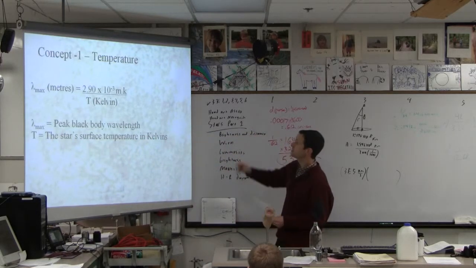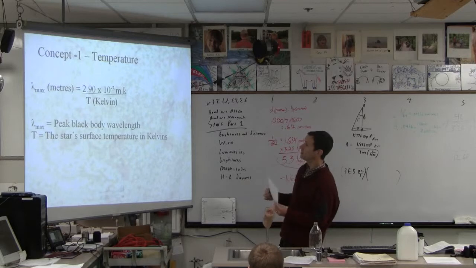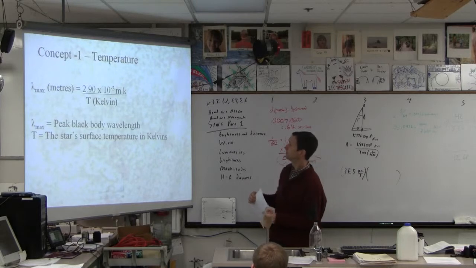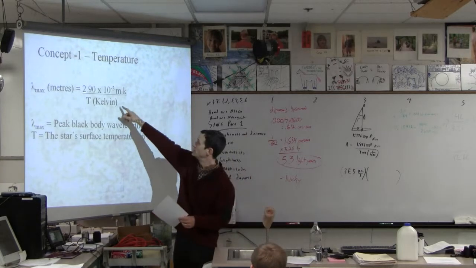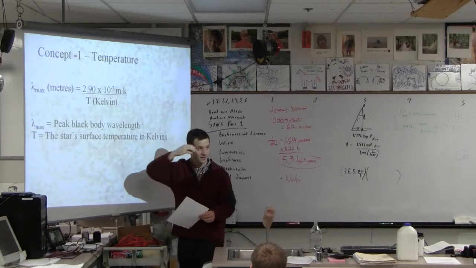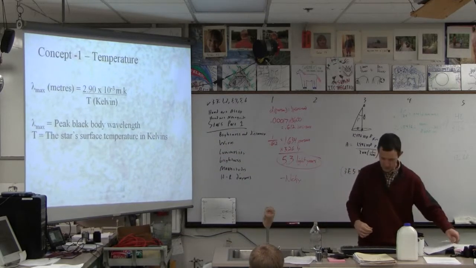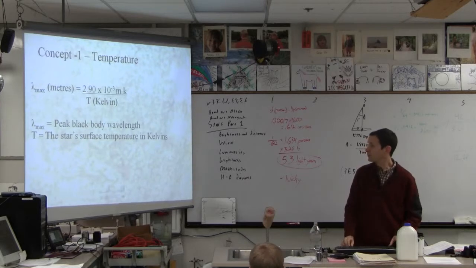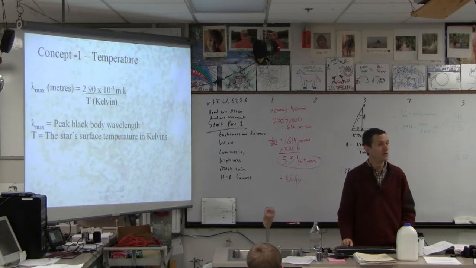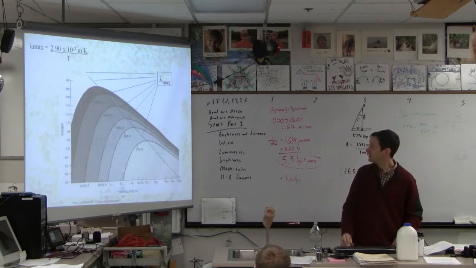So this is how the formula is given in your data packet. They give you lambda max, and then they tell you that it's meters. And then here's this constant, right? And then T, they even tell you Kelvin. Isn't that nice? You know, lest you forget and put Celsius in there, right? Although for a star with a temperature of thousands of degrees, forgetting that doesn't make that big a difference. You don't want to say that, right?